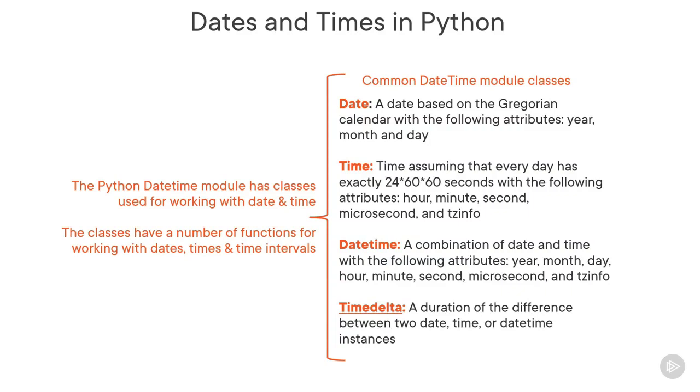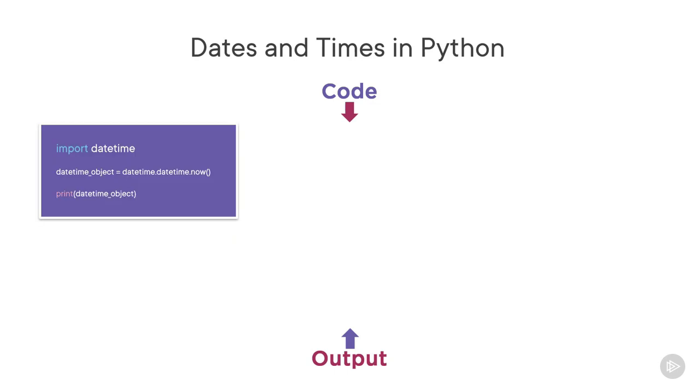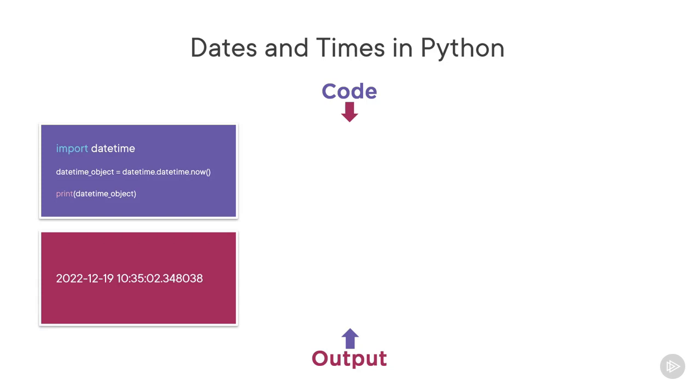And then we have something called timedelta, which is basically the duration between two date instances, two time instances, or two datetime instances. Now let's look at some code examples. In this first example, we're using the datetime class with the function now, and we're printing that out, which is going to give us the date and time of right now. We could use this in a Python script, or maybe we're writing log files and we want to record that point in time and date of when a specific event occurred.